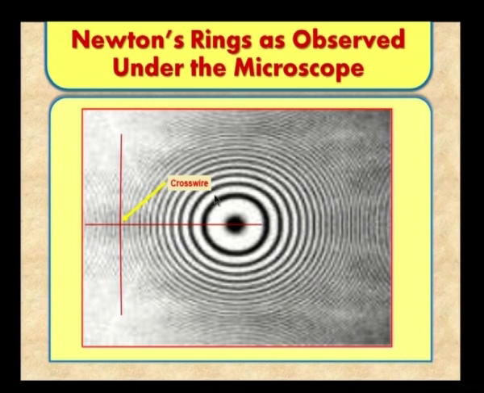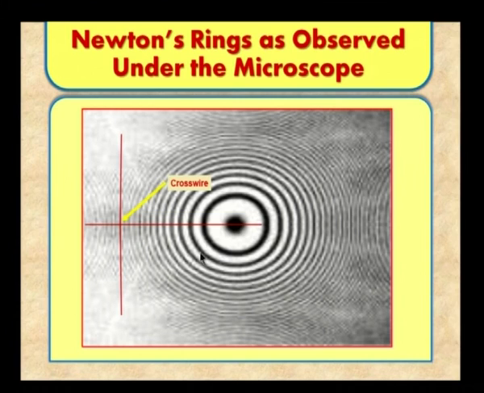Suppose you take the first ring. You keep the crosswire here and take the reading, and then keep the crosswire here. The difference between the two readings will give you what? It will give you the diameter of the ring, right? The distance separating these two points is nothing but the diameter of the ring. That gives the diameter of, say, the first ring.